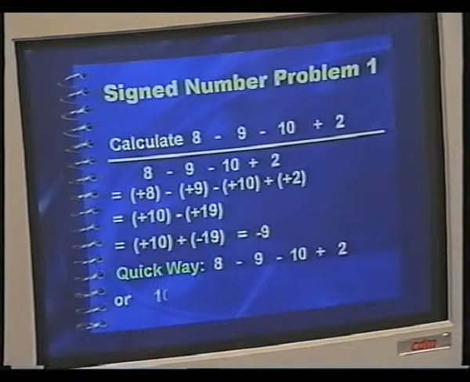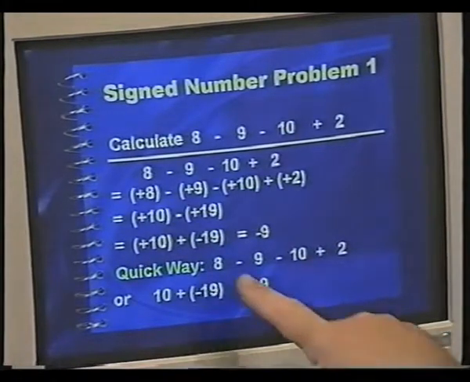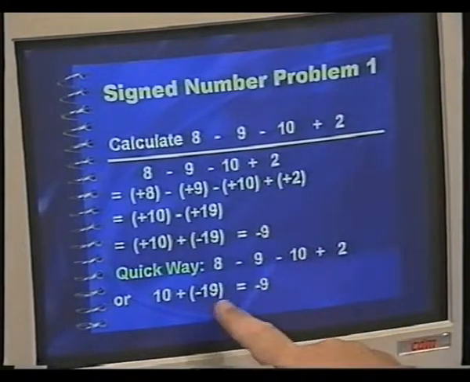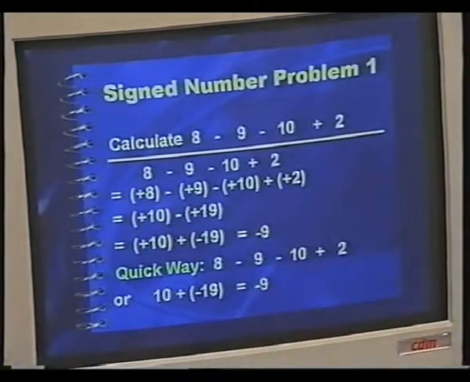A quick way, and that's how most people will do it after a bit of practice, they look at 8 and 2, add them up to give 10. A negative 9 and a negative 10 is a negative 19. Combine those two into a negative 9.